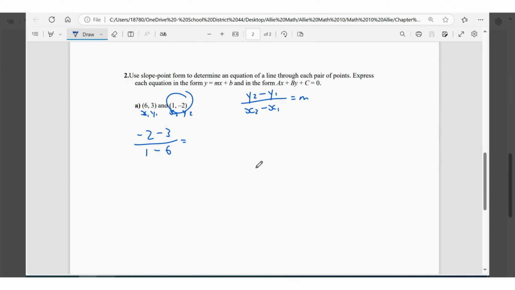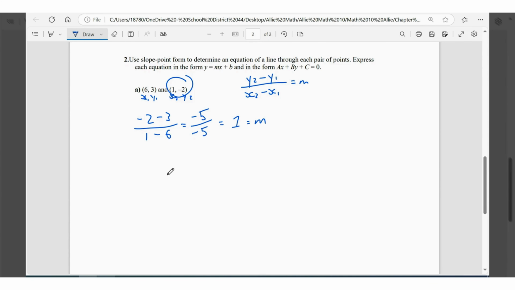Okay, I got cut off and I'm now in a different room if it sounds different. But we have negative 2 subtract 3. We have negative 5. And 1 subtract 6 is also negative 5. So we're going to have negative 5 divided by negative 5 is 1. That's our slope.